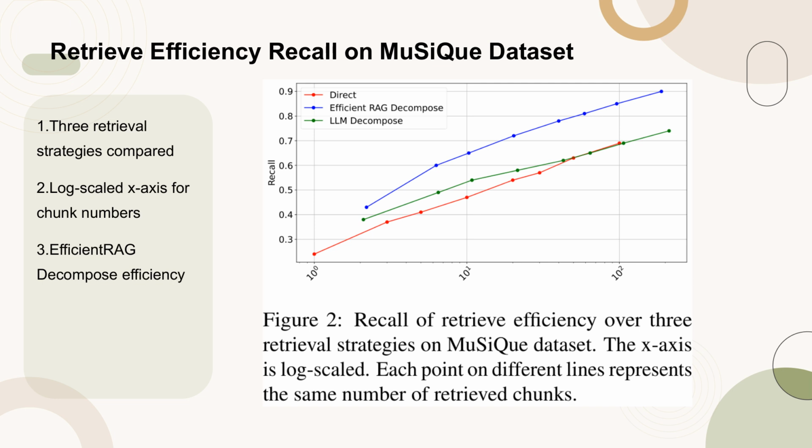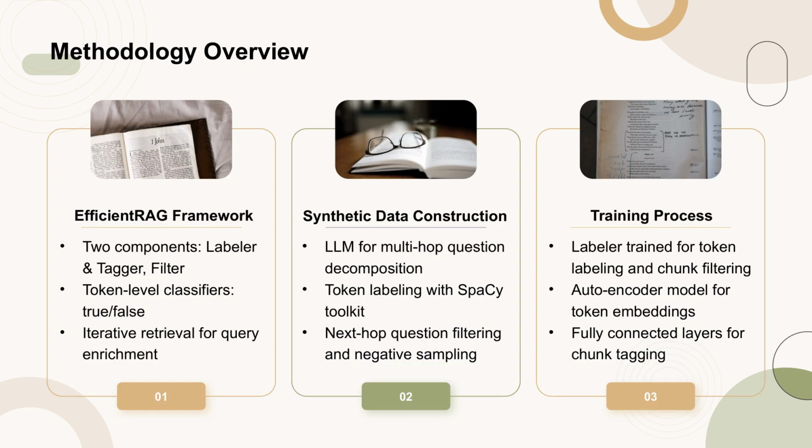other methods. The methodology section introduces the EfficientRAG framework, which is designed to enhance the retrieval process in RAG systems. This framework consists of 2 main components, the labeler and tagger, and the filter. Both components function as token-level classifiers, determining whether tokens are relevant or not. The framework operates iteratively, retrieving relevant information and enriching the query until sufficient information is gathered to answer the initial question.